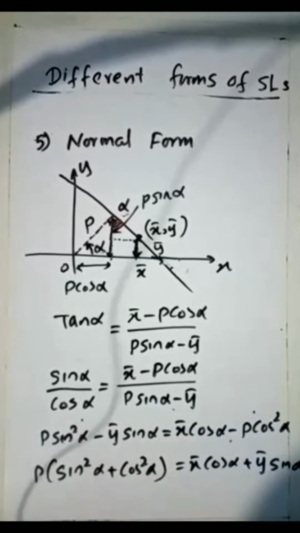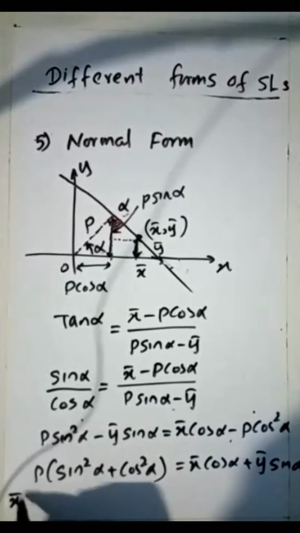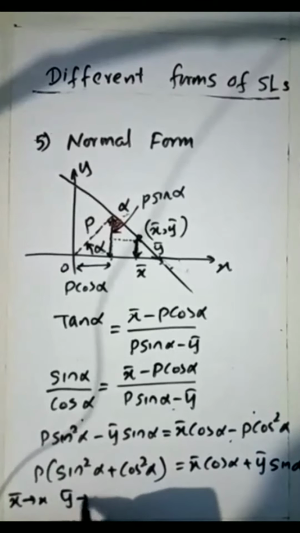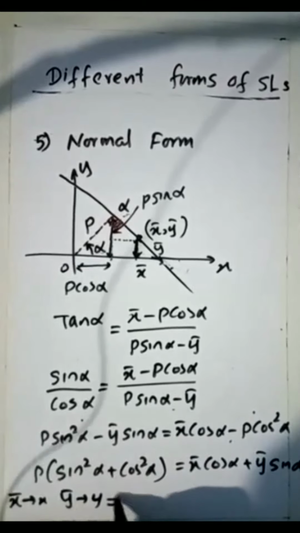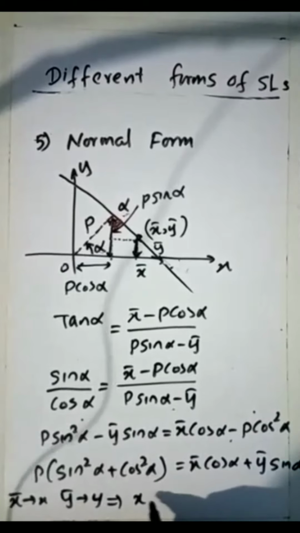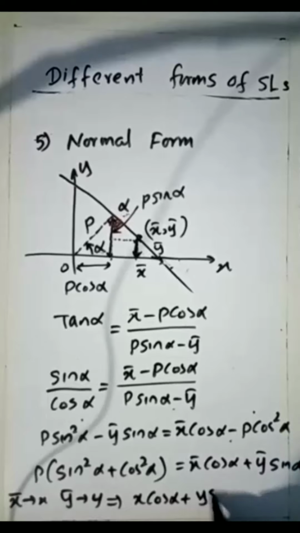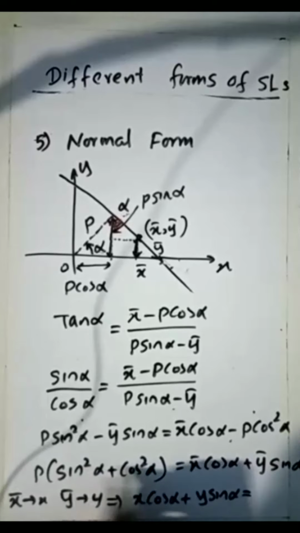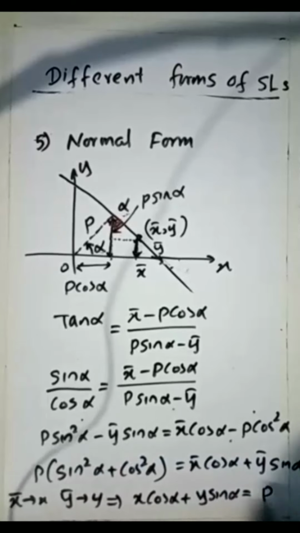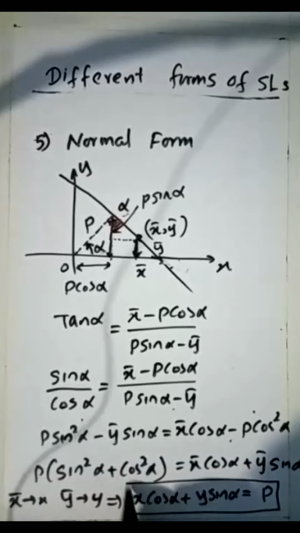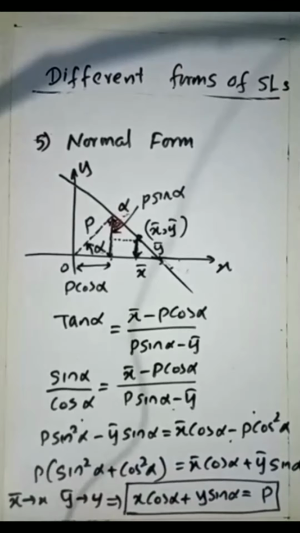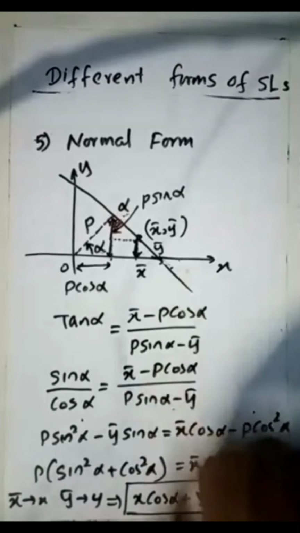Now take x bar as x, y bar as y. Then here x cos alpha plus here y sin alpha, and here sin squared plus cos squared is 1, therefore it is p. Here we call normal form. Normal form. Do it soon.